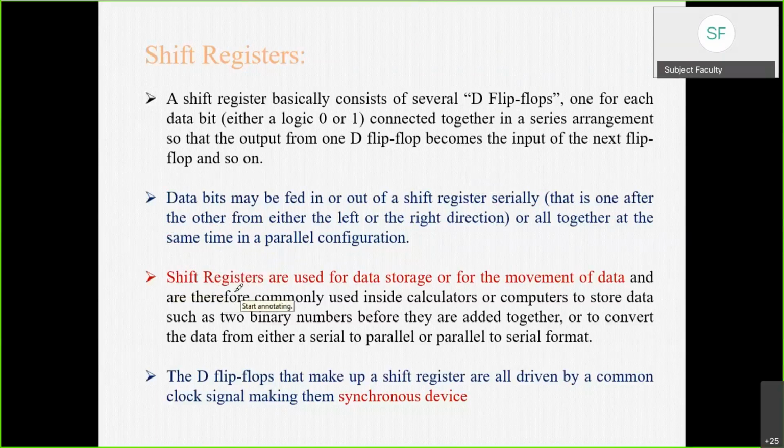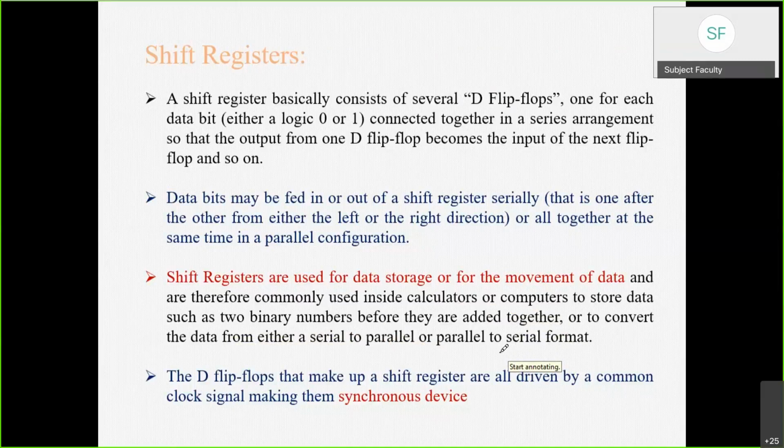Then again, the important thing: shift registers are used for data storage or the movement of data, and are therefore commonly used inside calculators or computers to store data, such as two binary numbers before they are added together, or to convert data from either serial to parallel or parallel to serial format. So this point basically tells you about its application. Since a shift register is used for data storage and also to move the data, its application is found in computers.